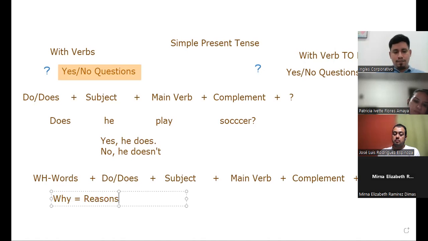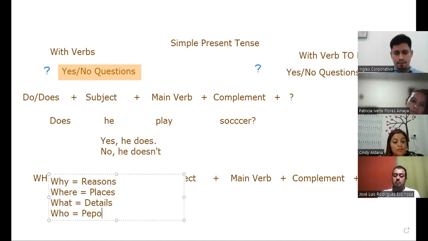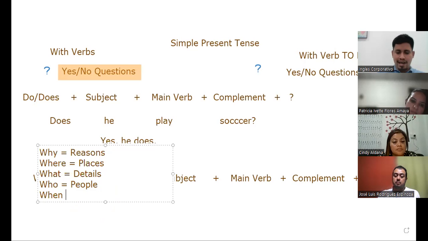Okay, reasons. If we use where, we're asking for places. We use what, details. If we use who, people, right? If we use when, we're asking for time.